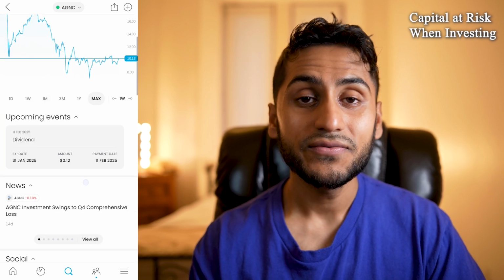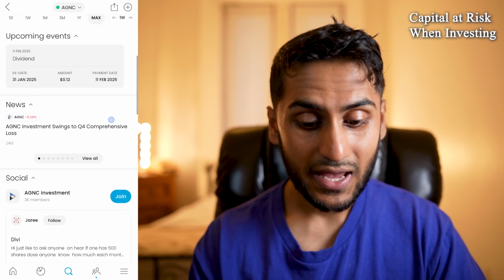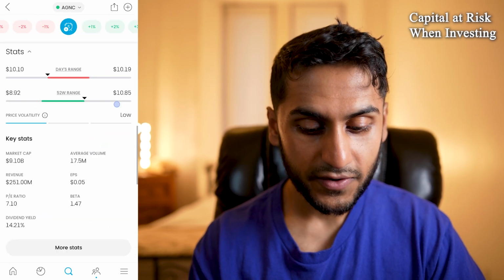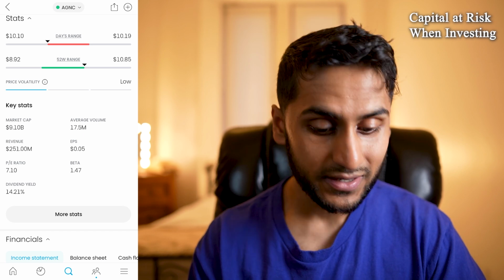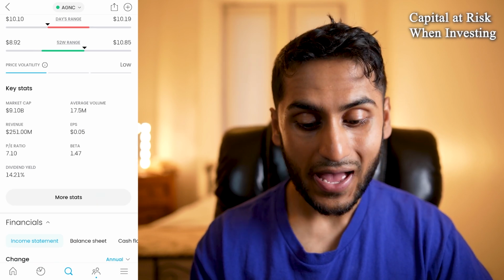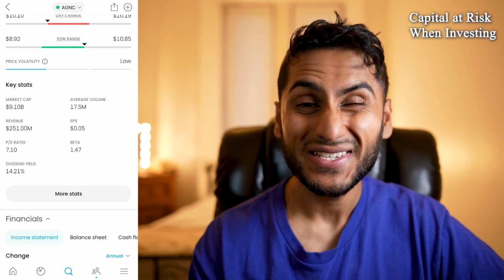You can see that the ex-dividend date was on the 31st of January. And again, I'm not sure about the dividend frequency here. I wish Trading 212 were to add it here. I have realized that Trading 212 has this menu over here called More Stats. So let's actually go into that.